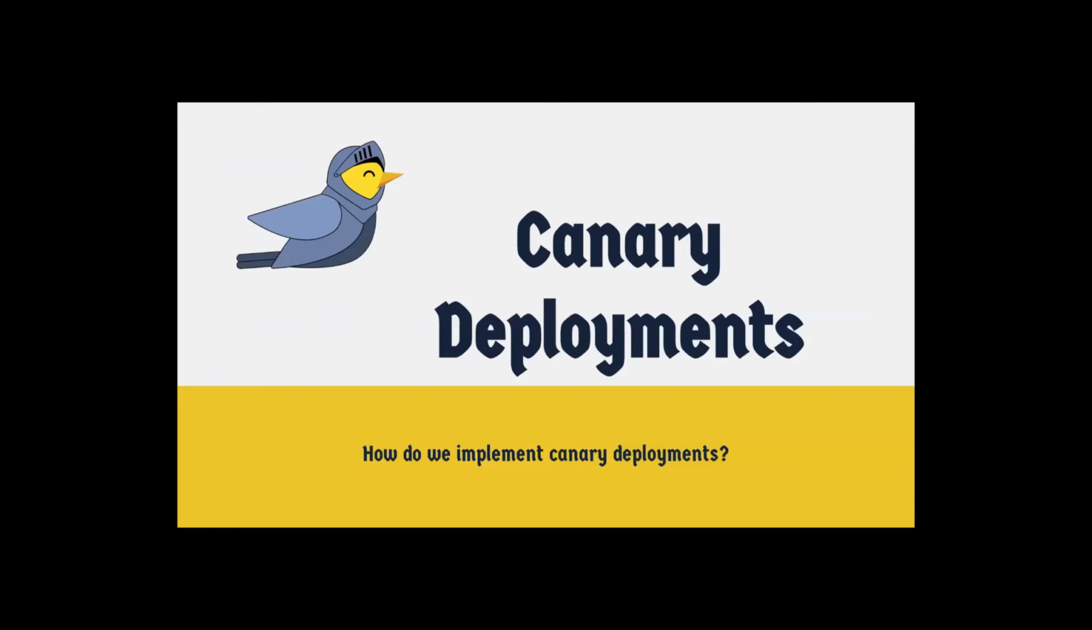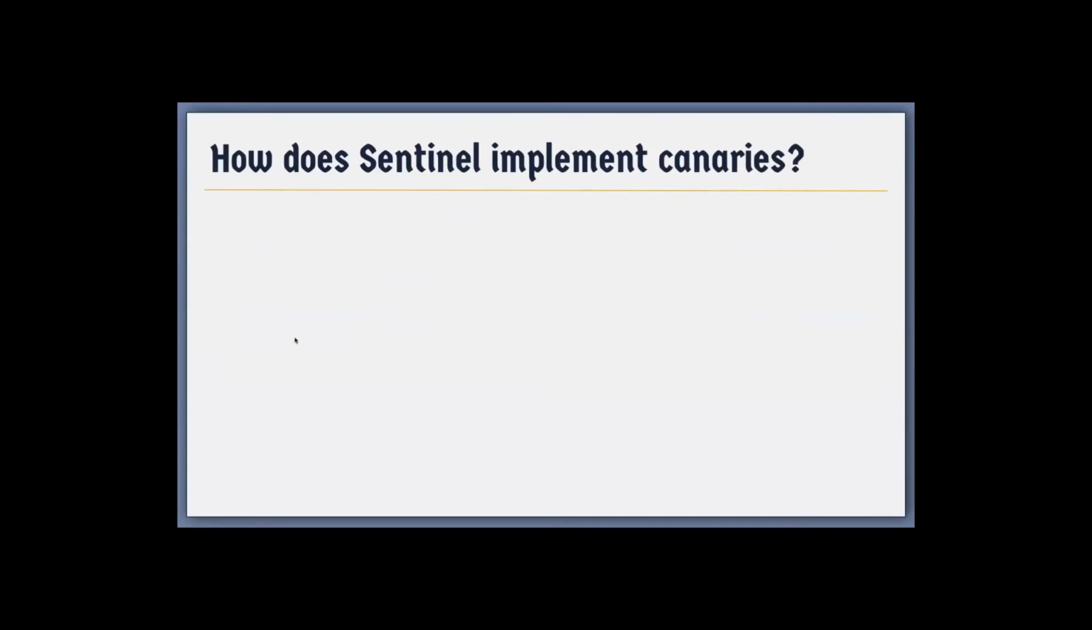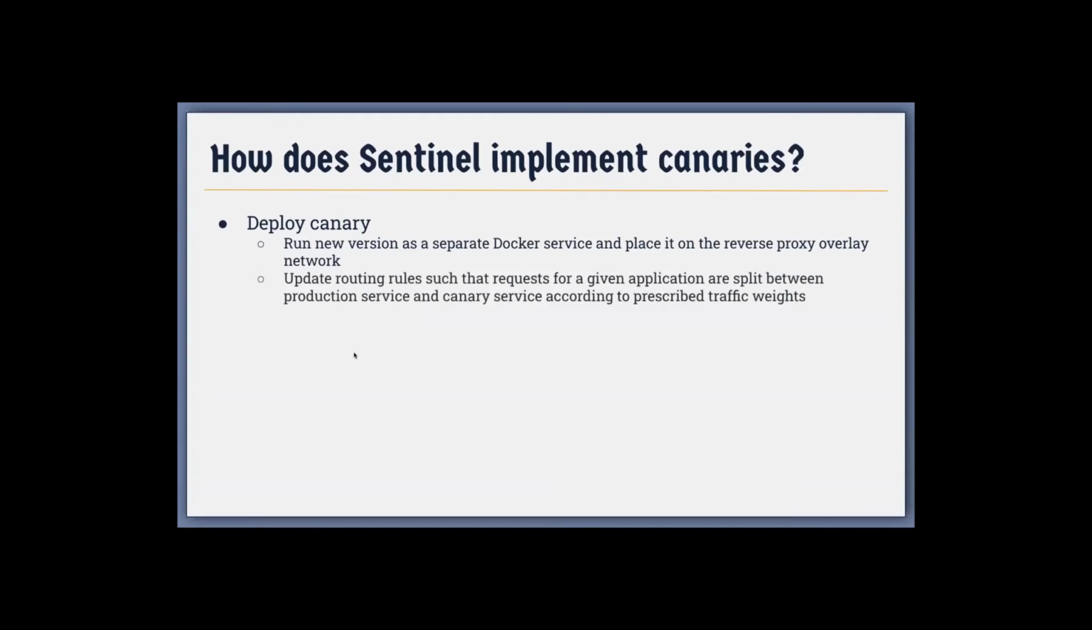So now that we know how our end users will access the different applications, let's turn our attention to how Sentinel implements the various features involved with Canary deployments. First and foremost, Sentinel needs to allow a developer to deploy a Canary. This involves running the new version as a separate Docker service and placing it on the reverse proxy overlay network. We also need to update the routing rules so that requests for a given application are split between that app's production service and the Canary service according to the prescribed traffic weights. These routing rules also include the sticky sessions settings. When sticky sessions are turned on, the end user receives a cookie, which ensures that they continue to see the same version of the application in their browser as they use the app and make requests.